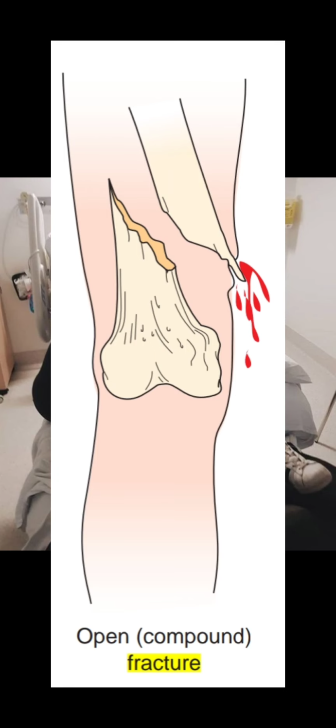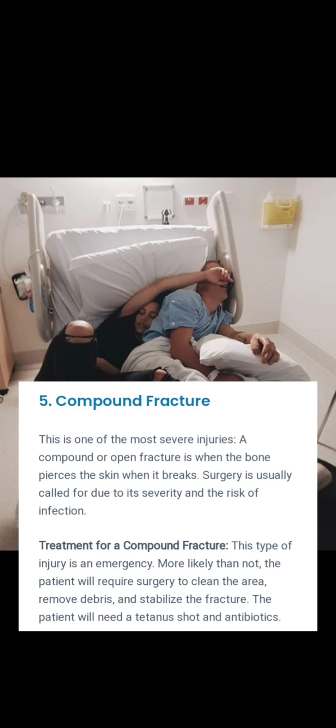Next, open or compound fracture. The bone is broken and the sharp end of the broken bone has broken through the skin. Because the skin is broken, open fractures carry a very high risk of infection. For the treatment of this type of injury, as an emergency, more likely than not the patient will require surgery to clean the area, remove the debris, and stabilize the fracture. The patient will need a tetanus shot and antibiotics.